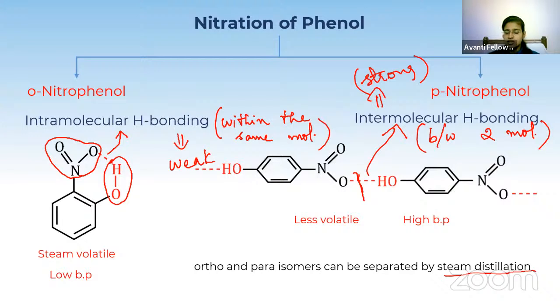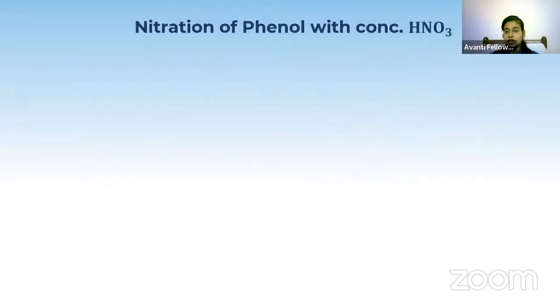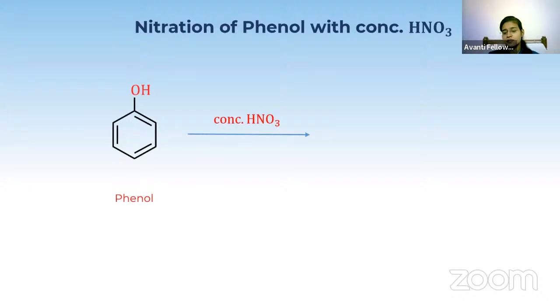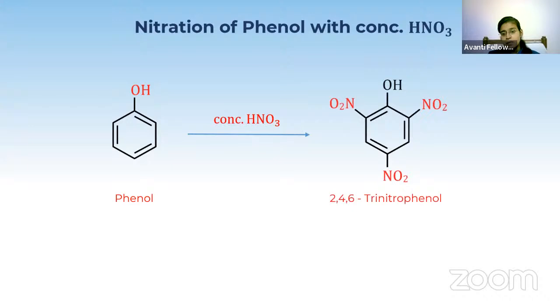Okay. So now let's go ahead with the nitration of phenol with concentrated HNO3. What happens if phenol is treated with concentrated HNO3? Here we get a tri-substituted product. Tri means 3 NO2 groups will come and get substituted in one phenol. As I have already mentioned, they will come and get substituted in both the ortho positions and in the para position.